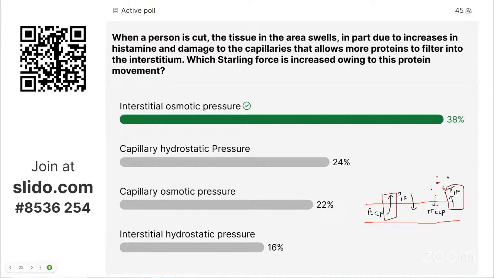Okay. So we will pick up here next time, practice a couple more calculations on this and think a little bit more about some conditions that change it before we move on to our venules and veins.